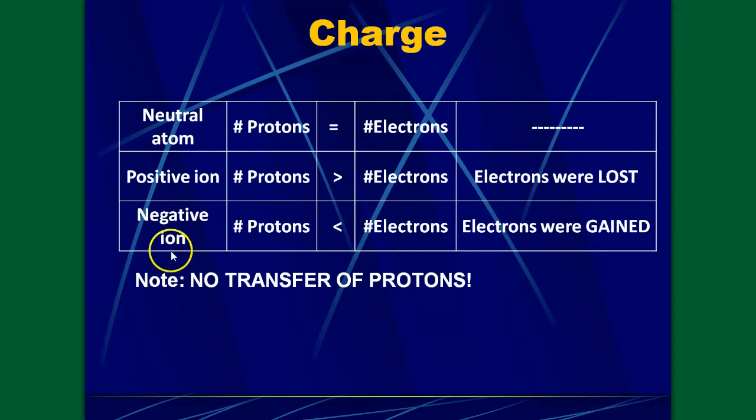And the negative ions become negative because they have a greater number of electrons than protons, or there are more negative charges than there are positive. So we have a net negative charge because electrons had to be gained for that to happen. So that's that table very quickly.